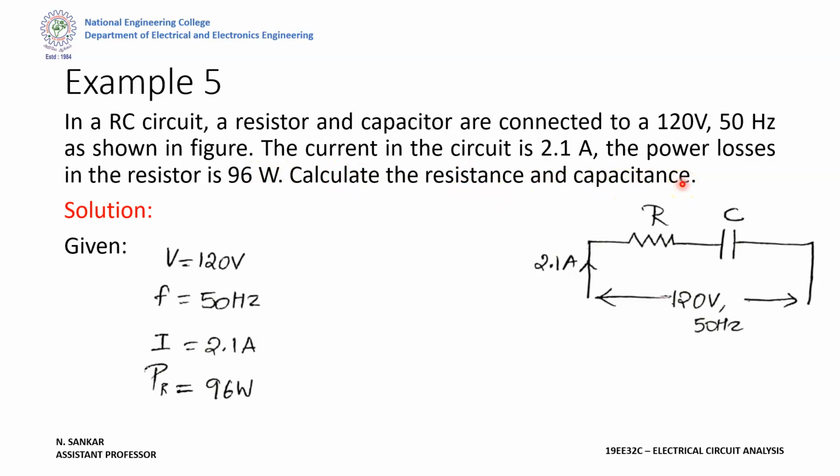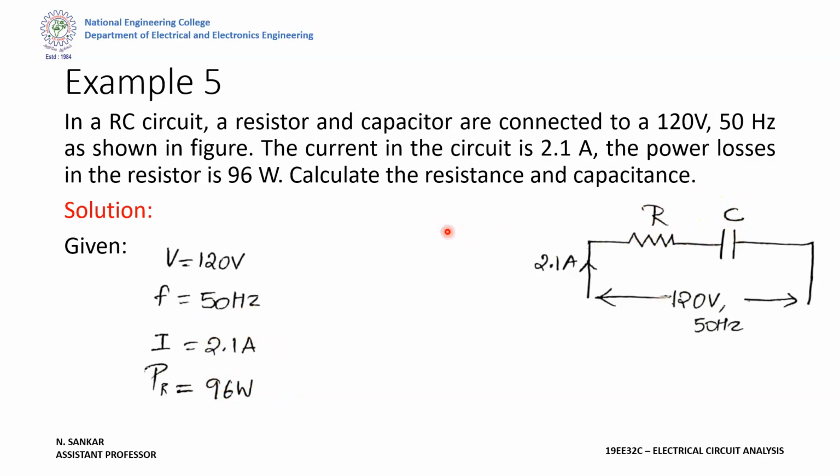So this example was somewhat different from the other 4 examples. Okay, because in the other examples we were given the value of R and C or R and L, and we were asked to find the value of current, impedance and power. So here it is somewhat different. They have given the value of current, that is I is equal to 2.1 ampere, and power loss in the resistor. Okay, they have given it for the resistor alone, that is power across resistor is 96 watt. So with this data we have to find the value of R and C.